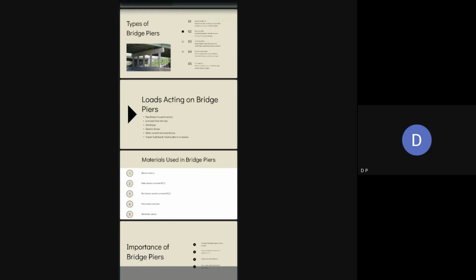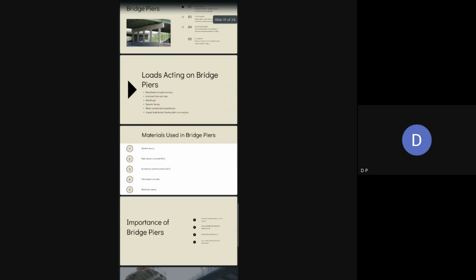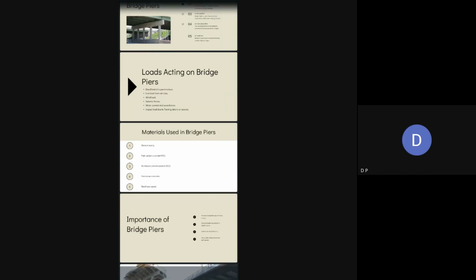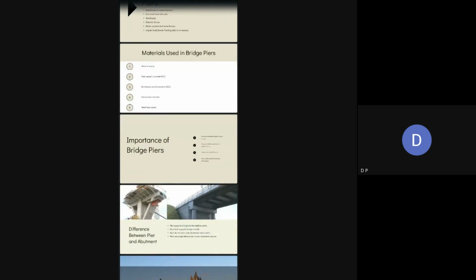Loads acting on bridge piers: dead load, live load from vehicles, wind load, seismic forces, water current and wave forces, impact due to floating debris or vessels. Materials used in bridge piers: stone masonry, plain cement concrete, RCC, that is reinforced cement concrete, pre-stressed concrete, and steel, that is in rare cases we use steel.